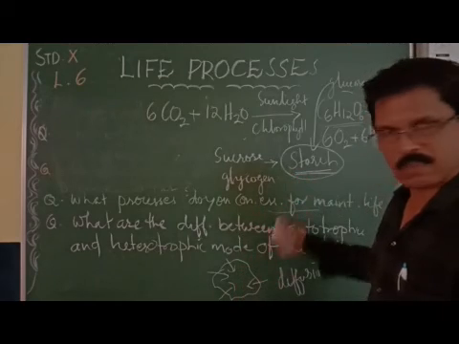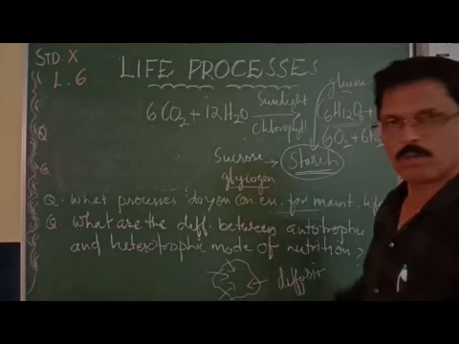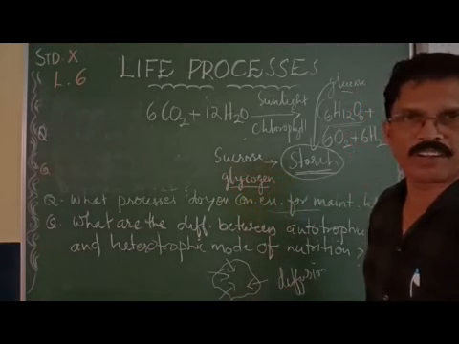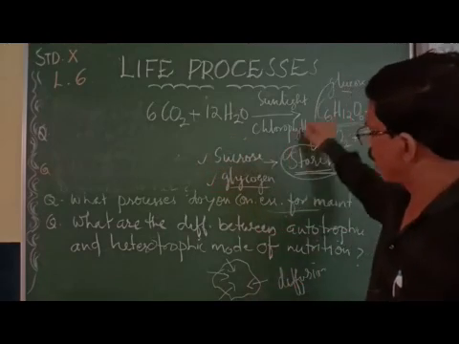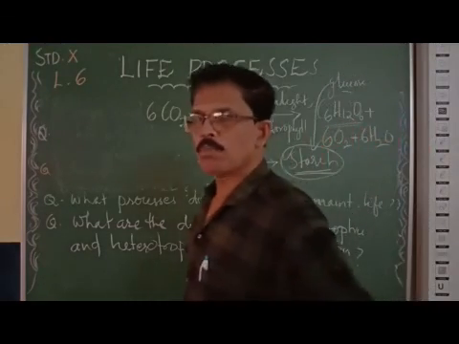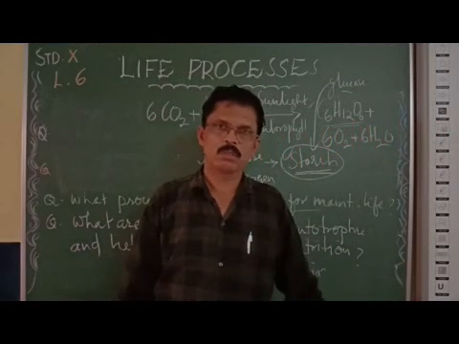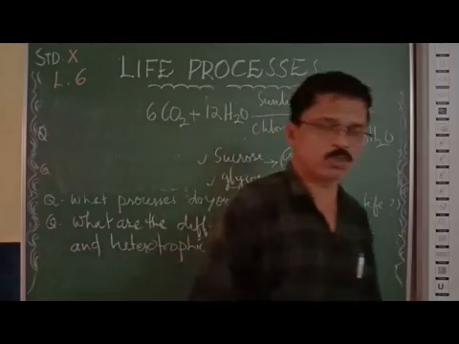When we eat starchy food, it is converted to glycogen. It is also a form of carbohydrate. All these are carbohydrates: glucose, glycogen, sucrose, starch, sugar. All these belong to the large family of carbohydrates. So you got this. This is the introduction for the chapter Life Processes.